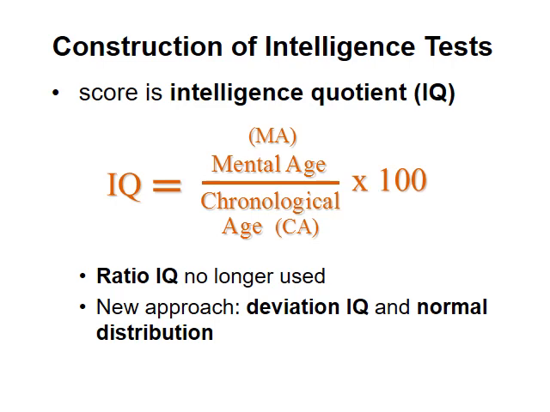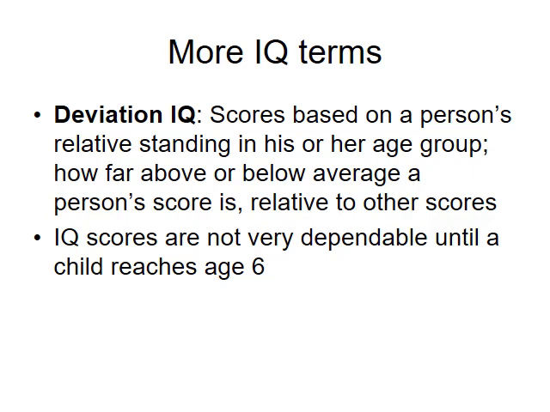However, this is what we called a ratio IQ, and we no longer use this. The new approach is what we call a deviation IQ or a normal distribution IQ. As soon as you see the word normal distribution, think bell curve. So now we look at you in comparison to your peers at the time that you took the test, and we slap your scores into a bell curve. Deviation IQ, the one we use now, scores based on a person's relative standing in his or her age group, how far above or below the average person's score. So it's relative to other scores, not just a formula.